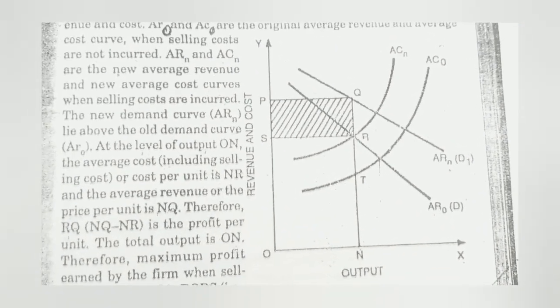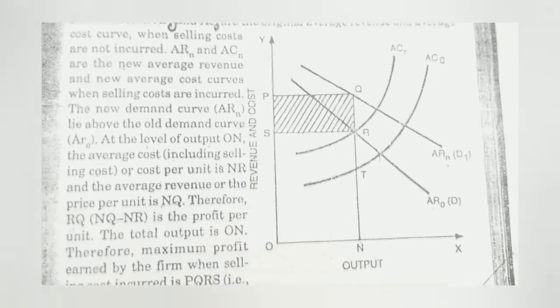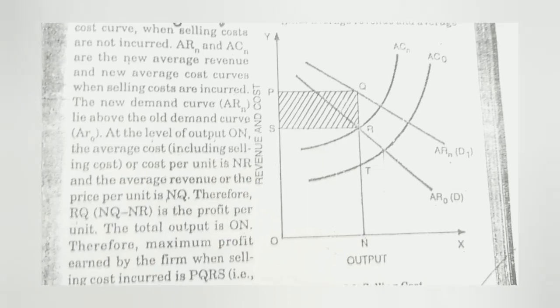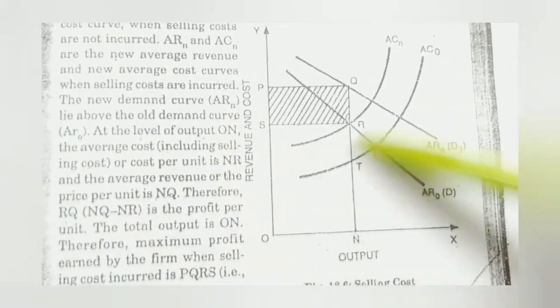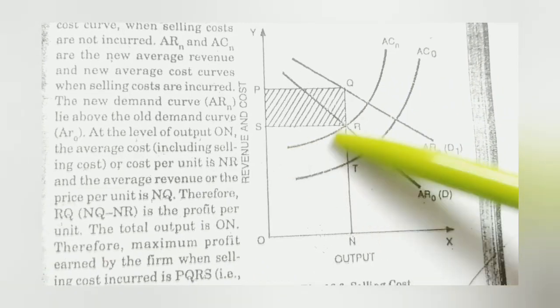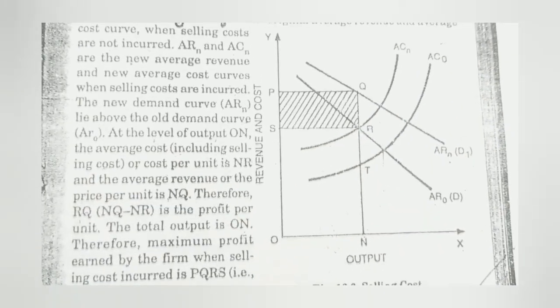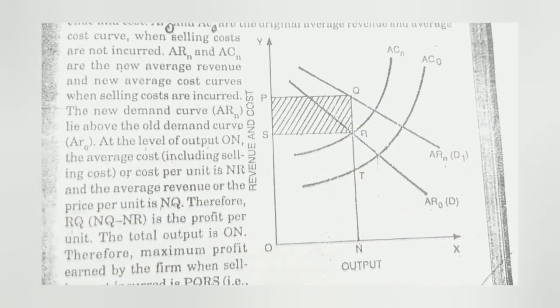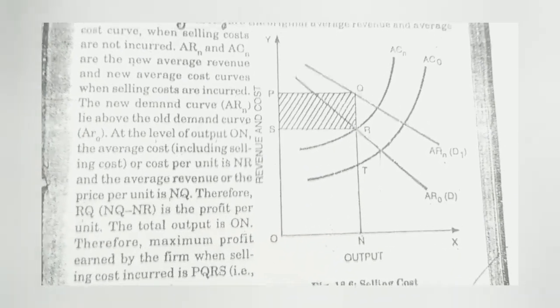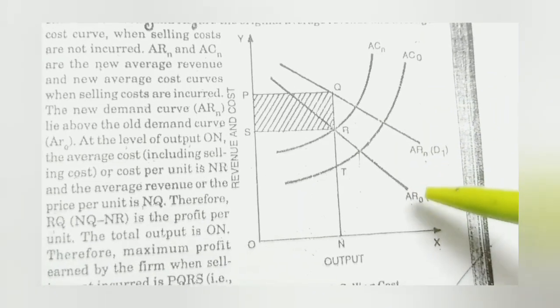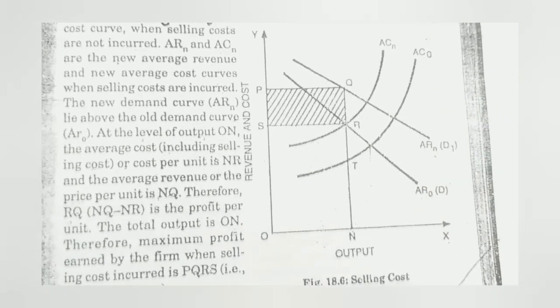The new cost curve, including selling cost, will lie above the old cost, that is the average production cost curve, when selling costs are not incurred. This is the old average cost curve. This is the new average cost curve. The new demand curve, when selling costs are incurred, will also lie above the old demand curve when only production costs are incurred. So look here, this is the old demand curve, this is the new demand curve.